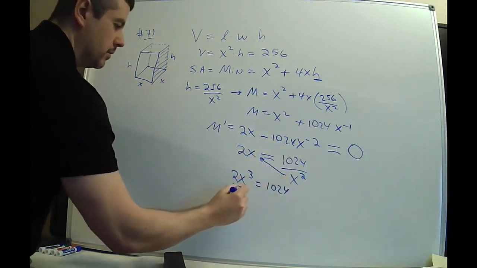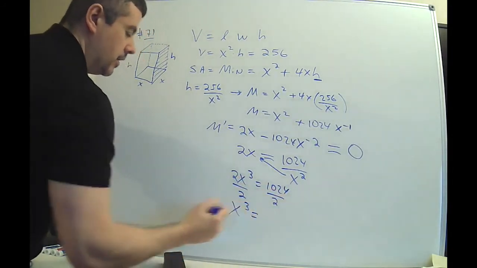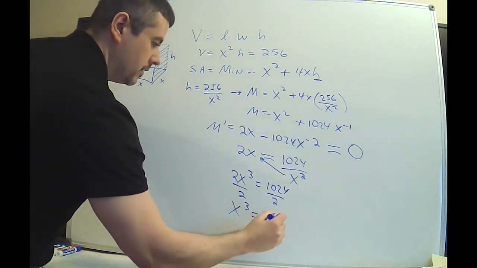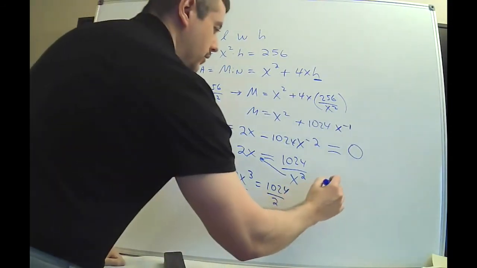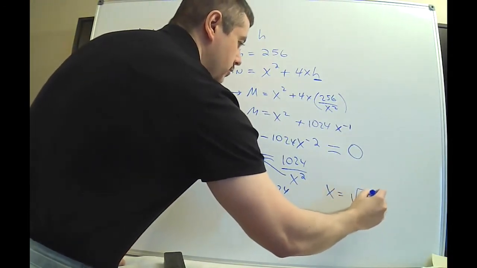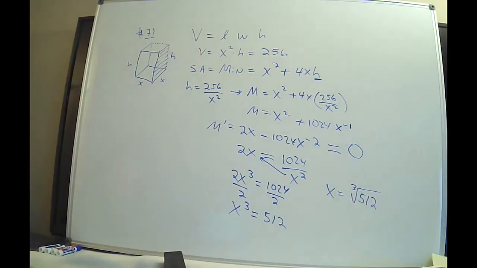Divide by 2, right? I'm going to cut it in half. So you get 512. Do I expect you to know the cube root of 512? No, I don't. That is the reason why I won't make the numbers these big. I have to do this on the calculator.